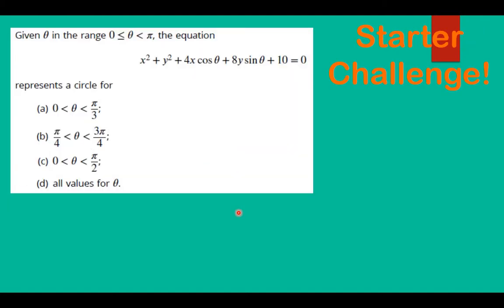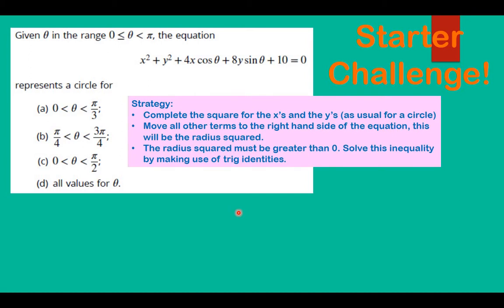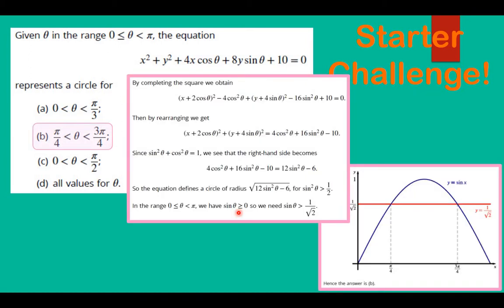And here is an additional question. This is optional, but it's quite a challenge. So here are some hints, and here's the worked solution.